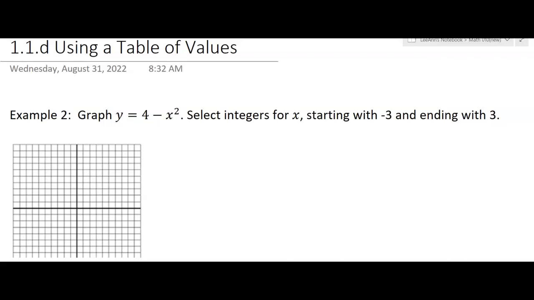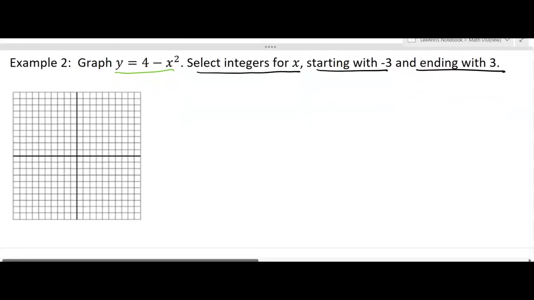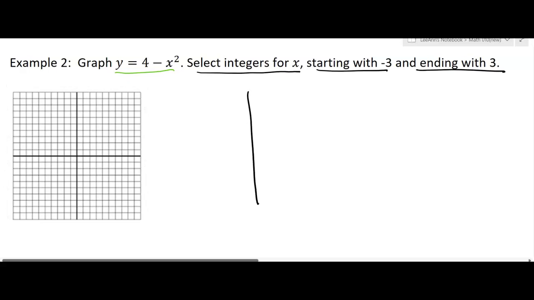So we have another relation that we're going to graph. And they give us a little bit of information. They want us to graph it, they want us to use a table of values, and they want us to select integers for x starting with -3 and ending with 3. Okay, so that helps me out a little bit. I have a little bit of direction here for my table of values.